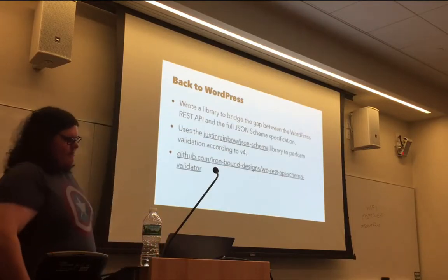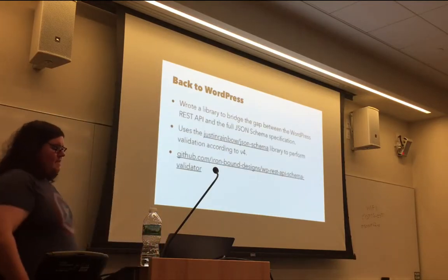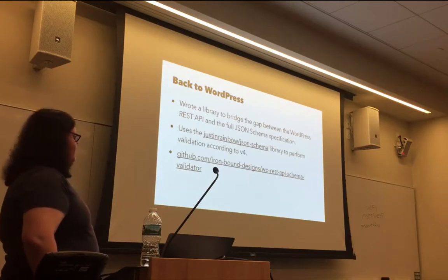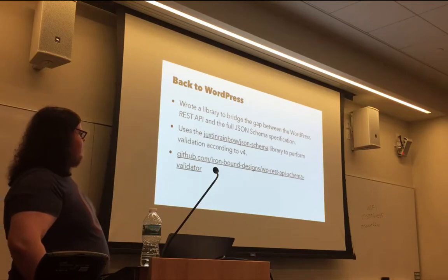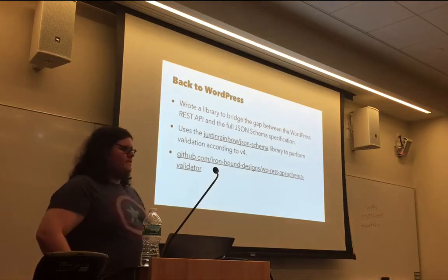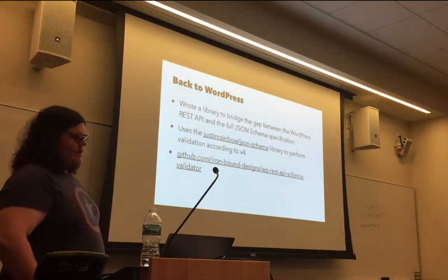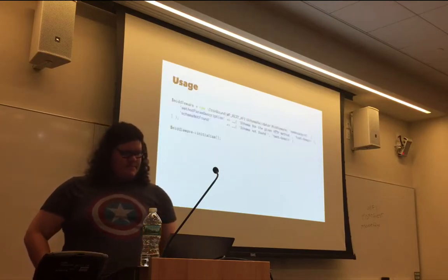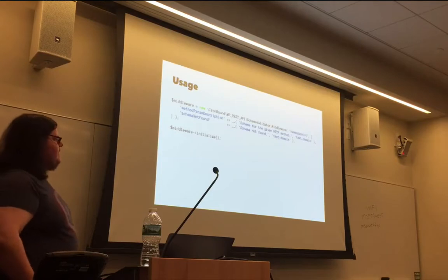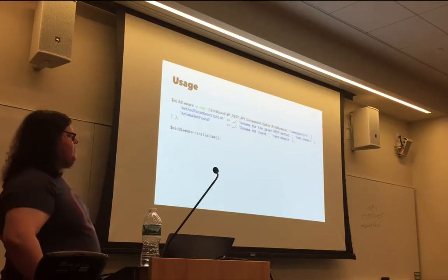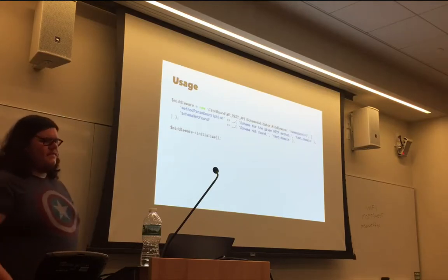I wrote a library that bridges the gap between the WordPress REST API and the full JSON Schema specification. It uses the Just-in-Rainbow JSON Schema package. It performs validation according to version 4 of the spec. You can find it there. Usage for this is very simple. You just shade it, you provide it some strings as well as your REST namespace. It'll go through, find all the schemas, everything.